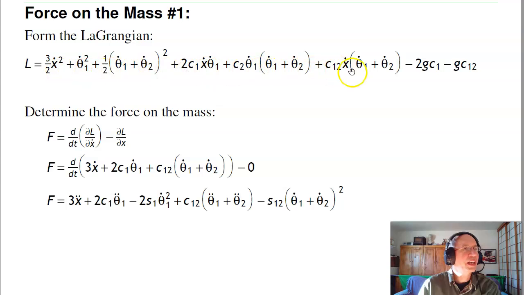And there are no x's anywhere, minus 0. Now take the full derivative, which gives you 3x double prime, plus, by the chain rule, the partial of the second term is 2 cosine theta 1 double prime. The derivative with respect to the first term is minus 2 sine theta 1 dot, which gives theta 1 dot squared. Cosine theta 1 plus theta 1 double prime plus theta 2 double prime, plus, actually minus, sine theta 1 plus theta 2 times theta 1 dot plus theta 2 dot squared. So there's the force on the mass.